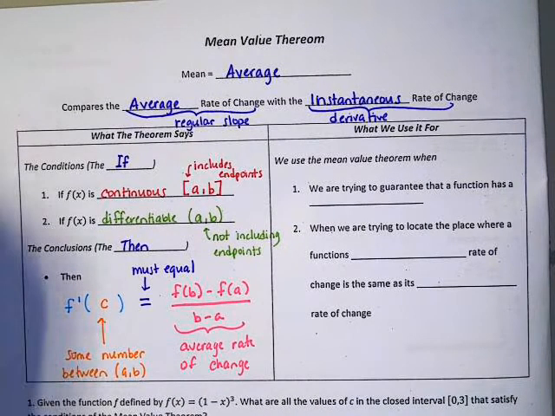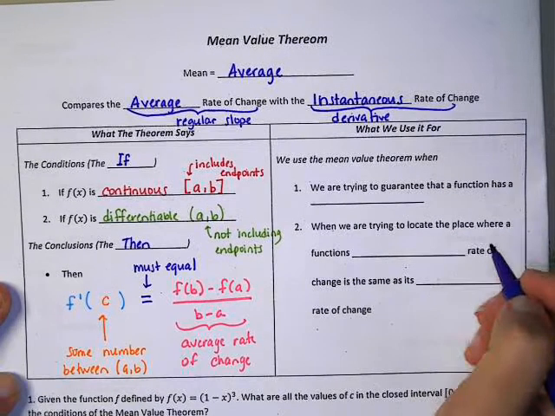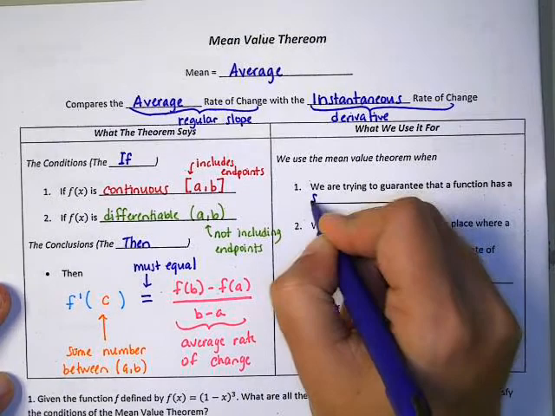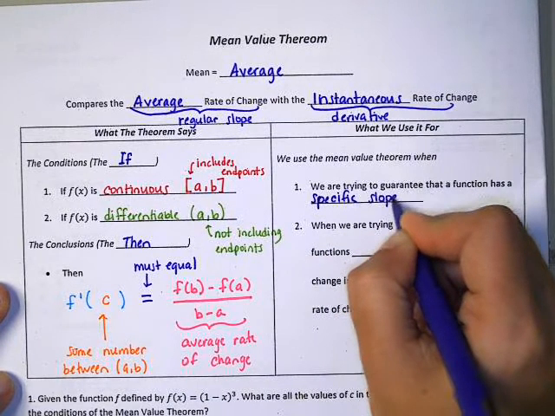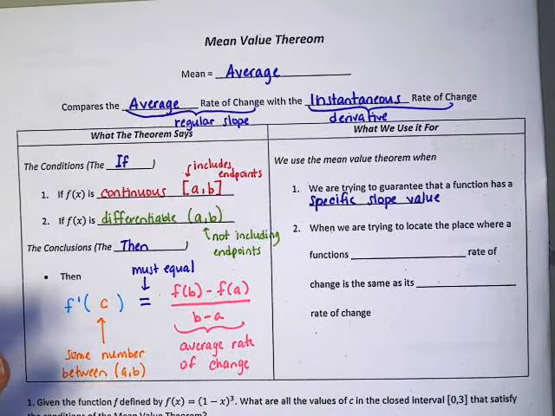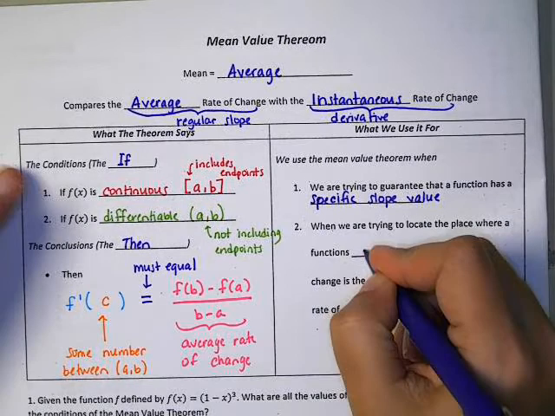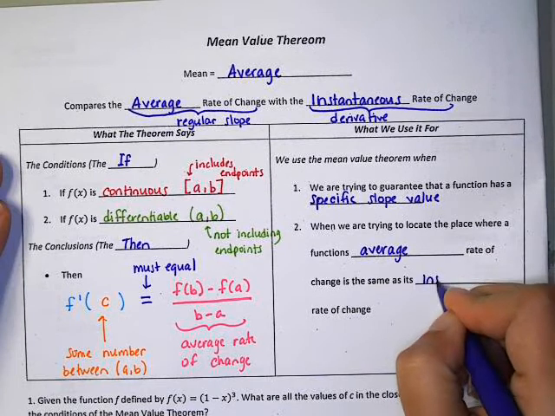Now we saw this in our activity in class where we could make the slope of the tangent line equal the slope of the secant line as long as our function was continuous and differentiable. Now, we use the mean value theorem when we are trying to guarantee that the function has a specific slope value. We use it if we're trying to locate the place where a function's average rate of change is the same as its instantaneous rate of change.